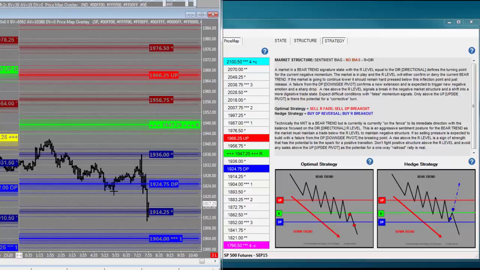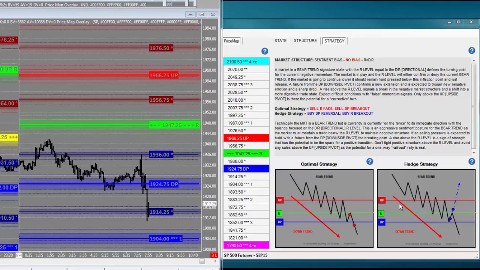Here you have a market breaking out to the downside, and it's holding the structure of 1936, and here we have another confirmed breakout below the DP, and the market follows through, and below the CRX minus at 1914.25, we're getting confirmation that the market wants to go lower.